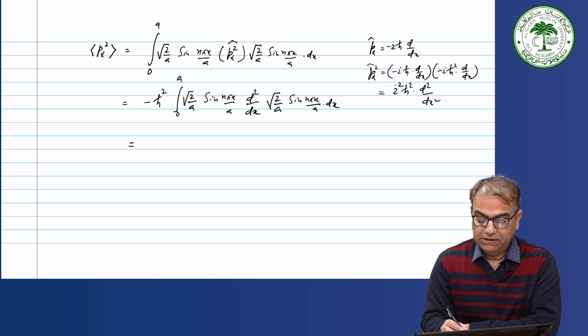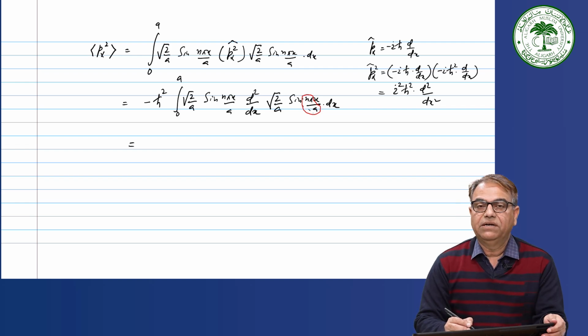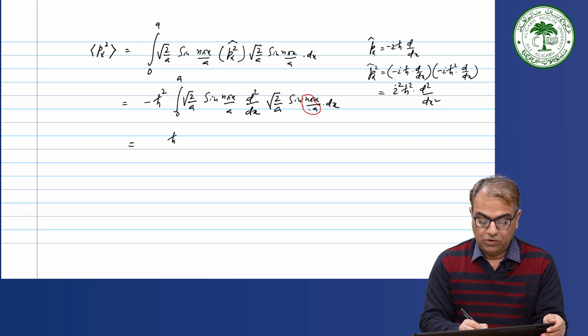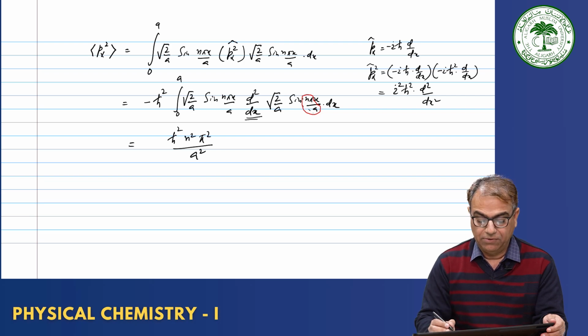The only thing you will have to take care of is this part, which twice comes outside. Okay. So what will be the final value of px square? The final value of px square comes out to be h cross square n square pi square divided by a square, because one negative sign you will get when you do the differentiation. So negative will become positive.